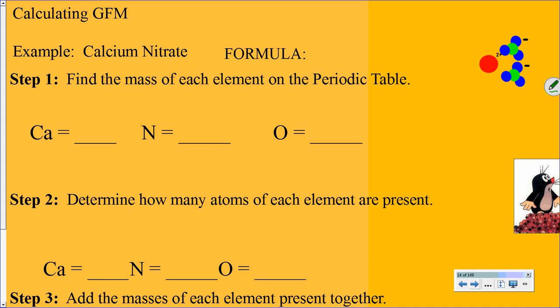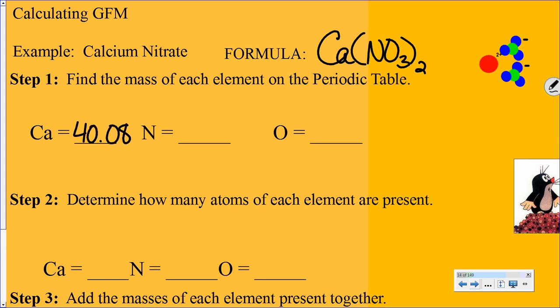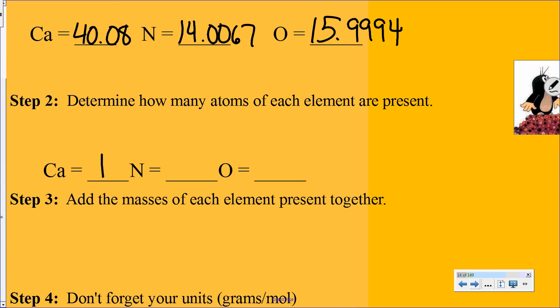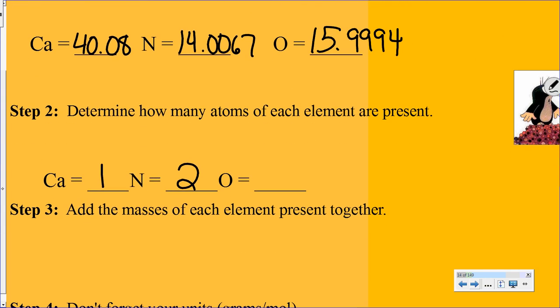So calcium nitrate has the formula Ca(NO3)2. We're going to find the mass of each element on the periodic table. So calcium is 40.08. Nitrogen is 14.0067. And oxygen is 15.9994. In our formula, we have 1 atom of calcium. We have 2 atoms of nitrogen. And we have 6 atoms of oxygen.